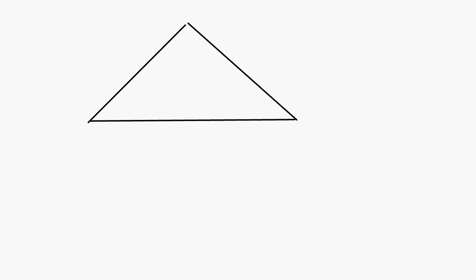What about this picture? What kind of triangle is it? Isosceles. Good. What if you're asked to find the measure of angle C?